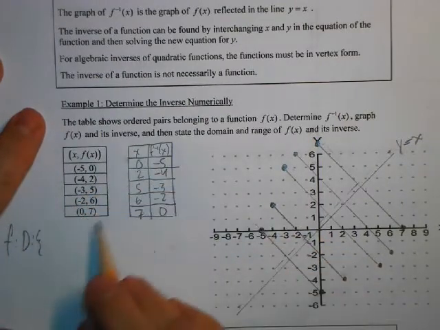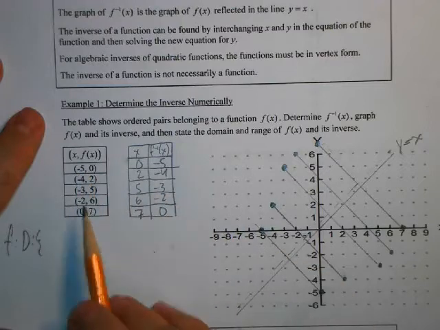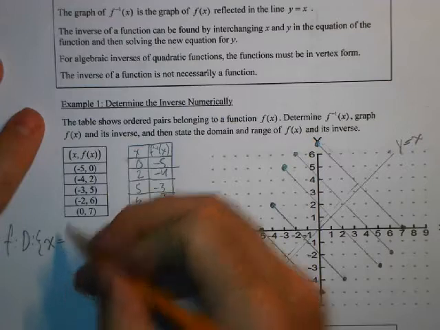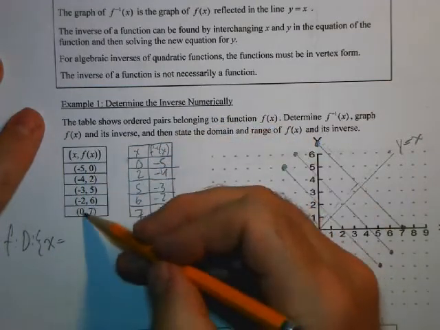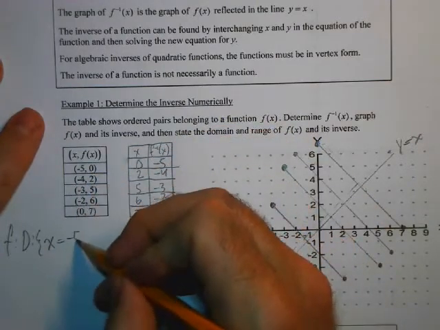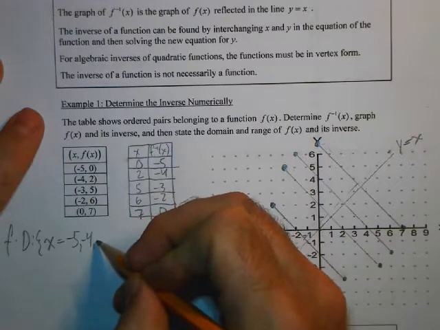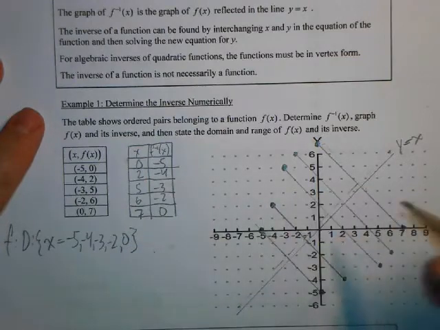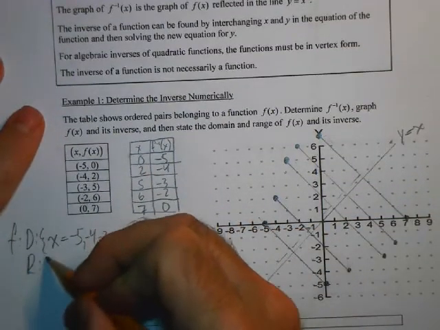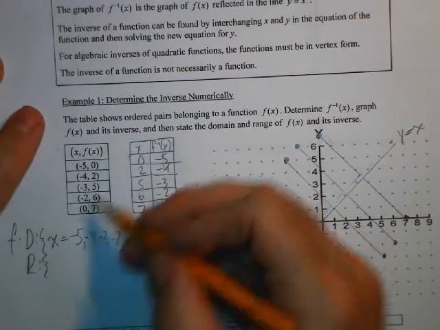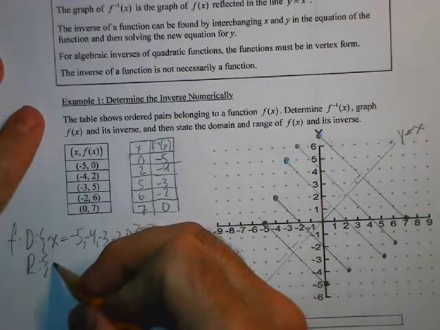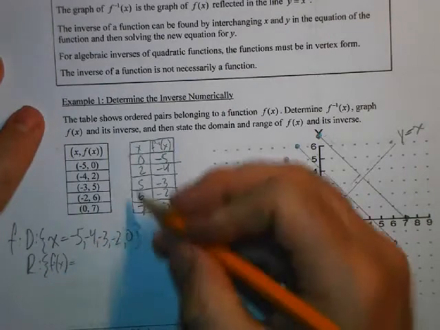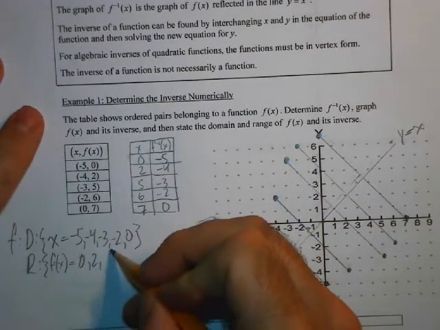Now, it's not x is any real number, it's only these values here. So you can see that x equals these 5 values here. I'll put them in ascending order at -5, -4, -3, -2, and 0. And the range, again, it's not all the real numbers, it's just these integers here. F of x or y is equal to 0, 2, 5, 6, 7.